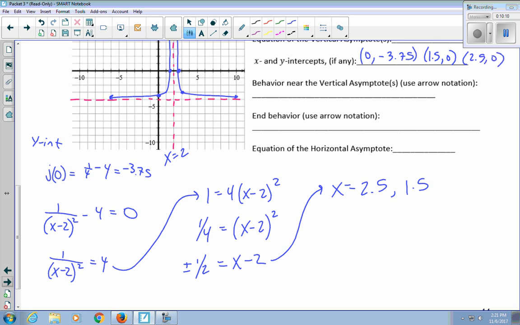Behavior near the vertical asymptote. So as I approach my vertical asymptote of 2, as x approaches 2, from the left or the right, either way, as you get close to 2, the function values go up to infinity. And then end behavior, as x approaches positive or negative infinity, whether you go to the left or to the right, the y values approach the horizontal asymptote of -4. Equation of the horizontal asymptote, y equals -4.